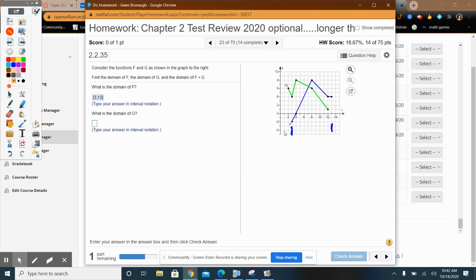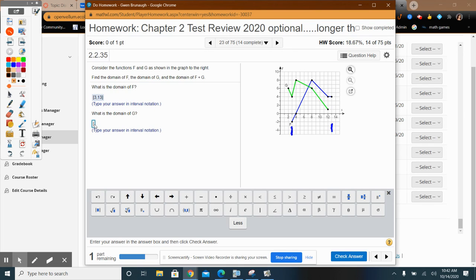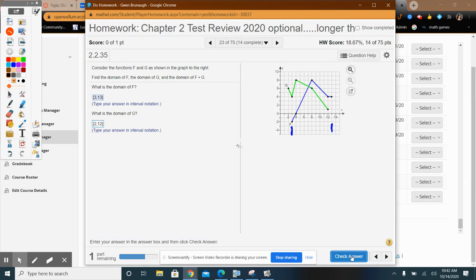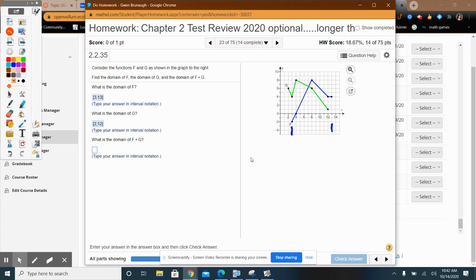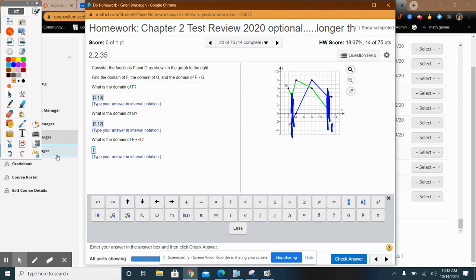When you look at the domain of g, g is starting over a little bit further. It's starting at 2 and only going to 12. So when you add them, you can only add them in the places that they have in common. So you kind of have to find the smallest commonality here, and that's going to be from here to here. So it's going to be from the 3, and then it's going to go only to the 12 because that's where the second function ends.